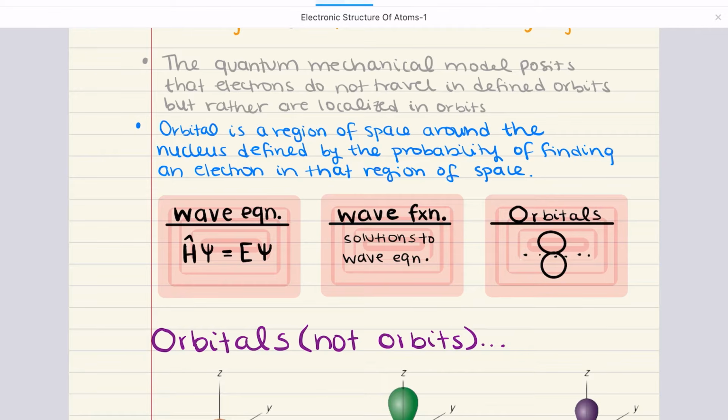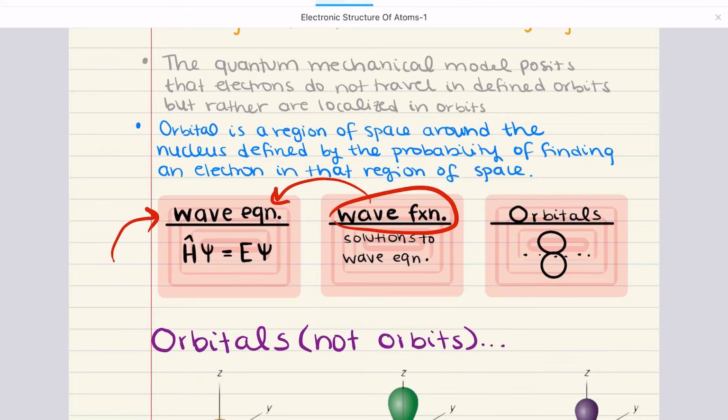So in quantum mechanics, we have a wave equation. A wave equation describes the behavior of electrons and particles. Then we have wave functions. Wave functions are the solutions to the wave equation. We can get information about allowed energy from this.